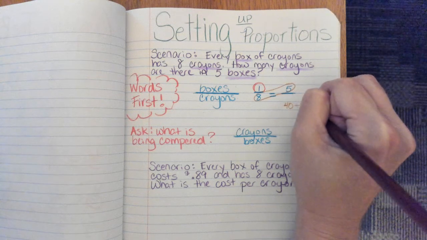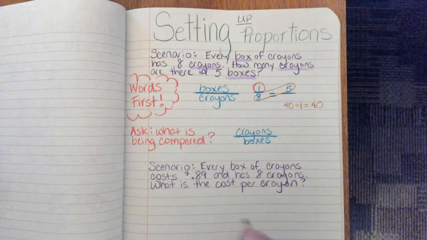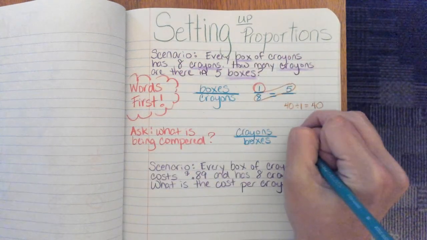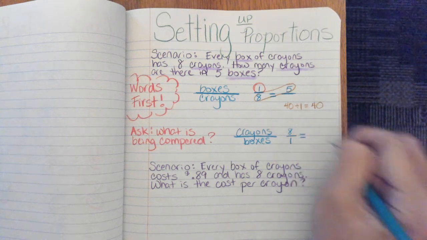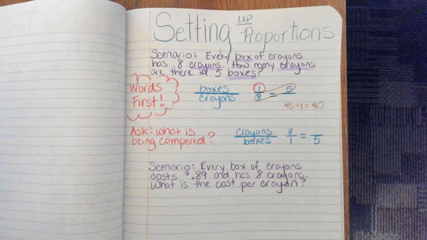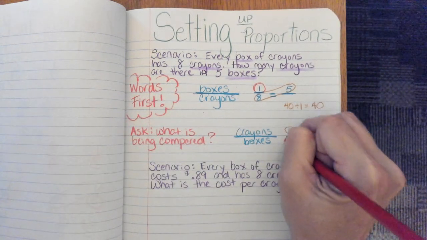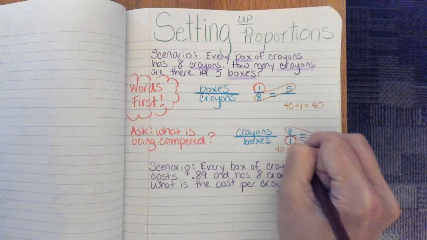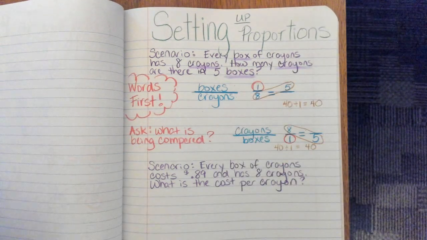And the ball is 1. 40 divided by 1 is 40. So how many crayons are there in 5 boxes? 40 crayons. Let's look at it here. Every box of crayons has 8 crayons. 8 crayons in one box is equivalent to 5 boxes, and then I don't know how many. Here's my bat, here's my baseball. 8 times 5, 40, divided by 1 equals 40. So my answer is going to come out the same no matter which one I put on the top.